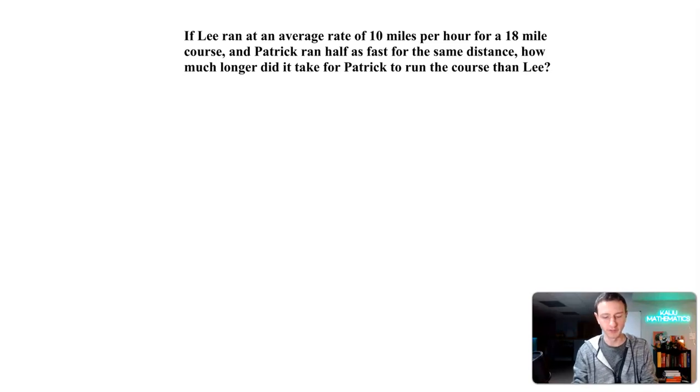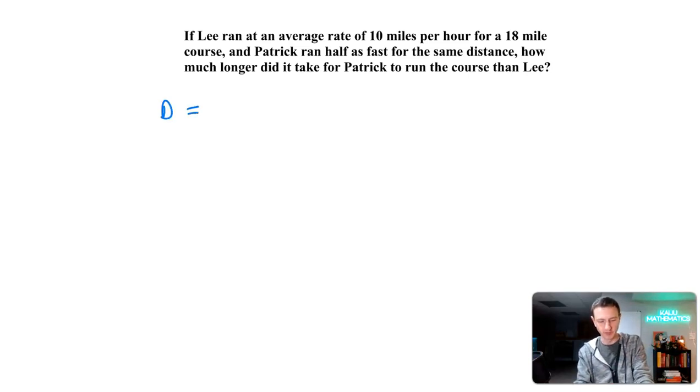Today I'm going to look at a distance equals rate times time example. If Lee ran at an average rate of 10 miles per hour for an 18-mile course, and Patrick ran half as fast for the same distance, how much longer did it take for Patrick to run the course than Lee? So we have two people running, and we have some distance and some rate. Let's just try to break this down into a table.